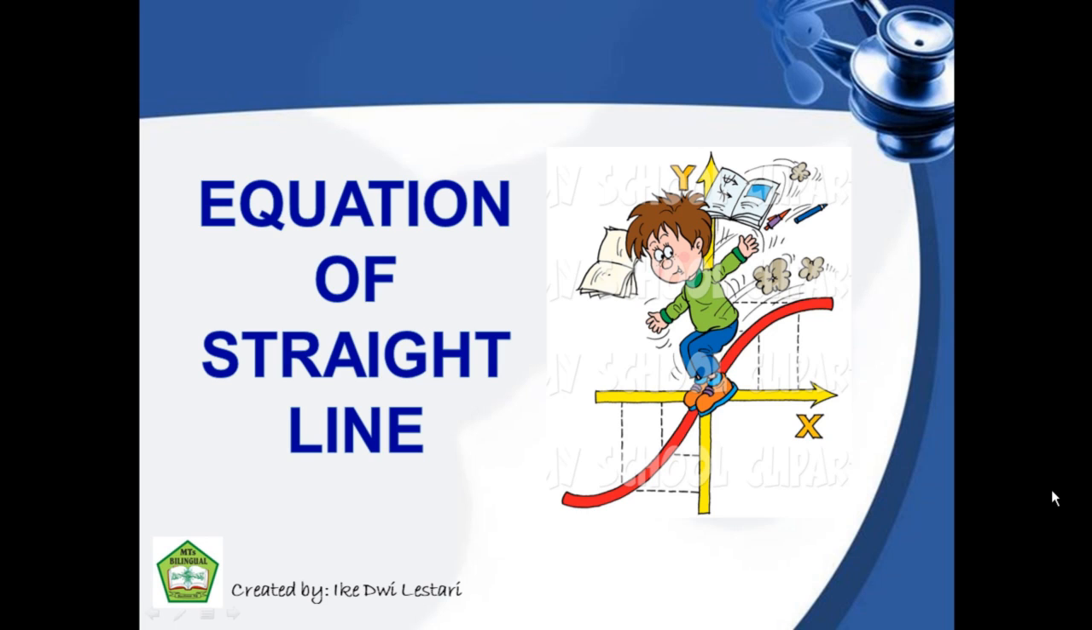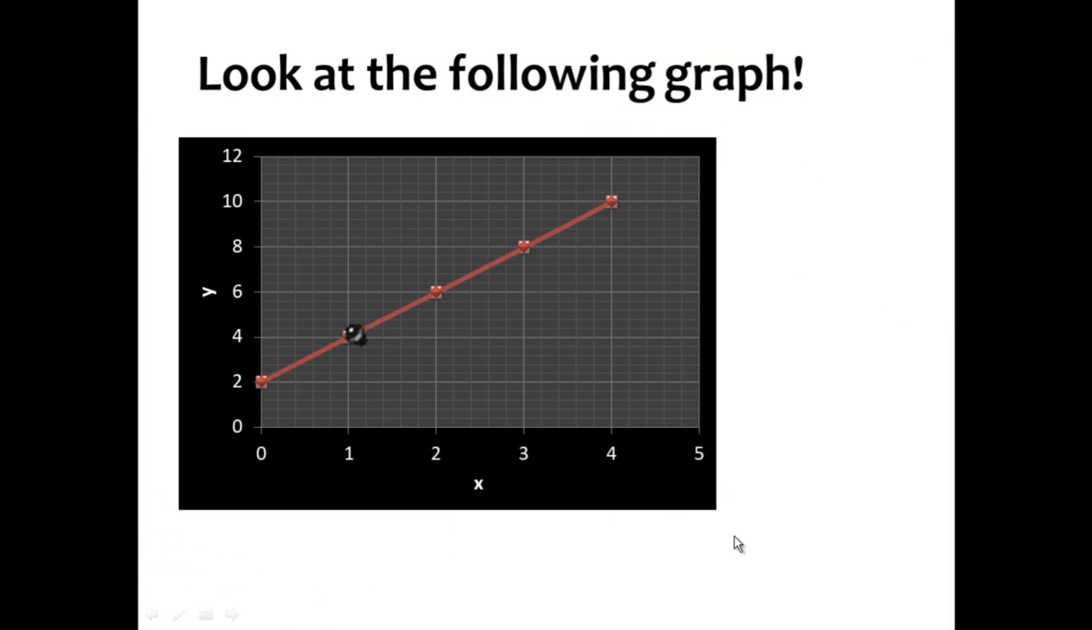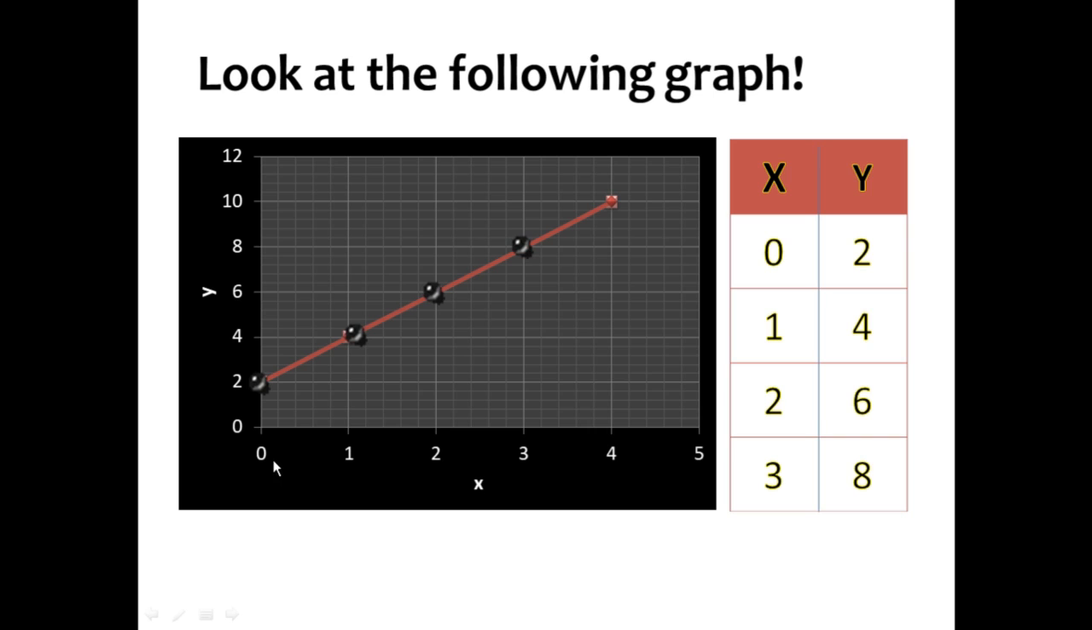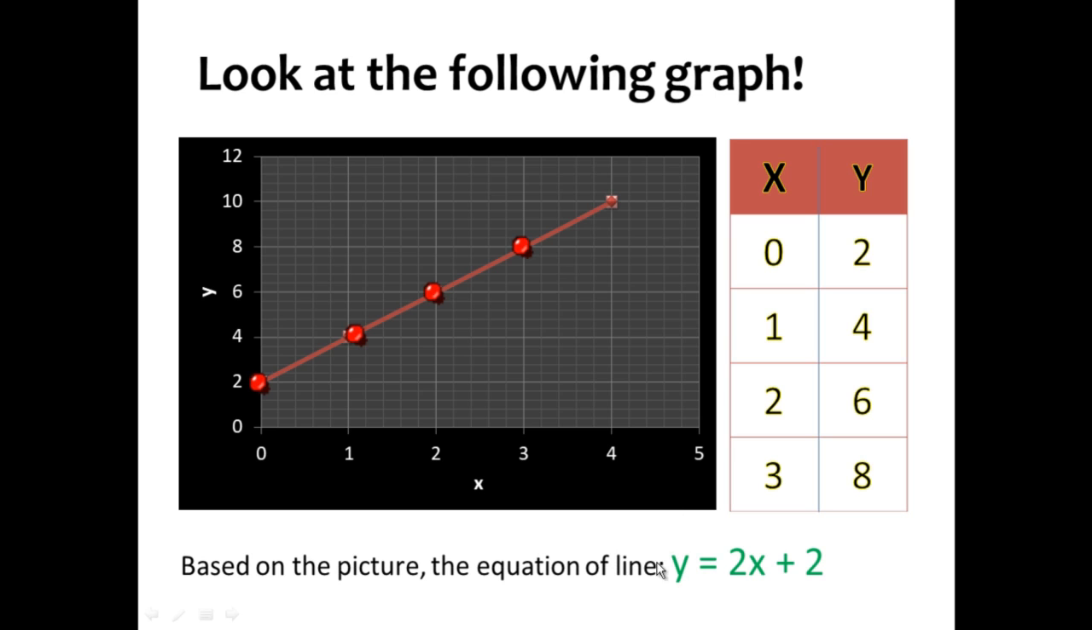Our topic today is about equation of straight line. Look at the following graph. Based on the graph, we know that the value of x is 0, 1, 2, and 3. And then the value of y is 2, 4, and 6. So we get the equation of line is y equal to x plus 2.